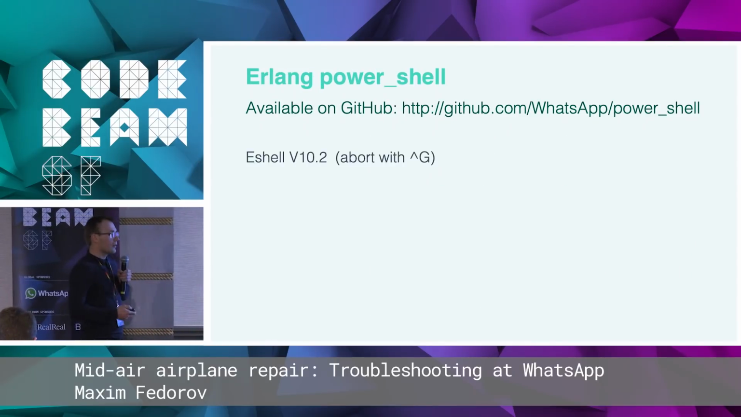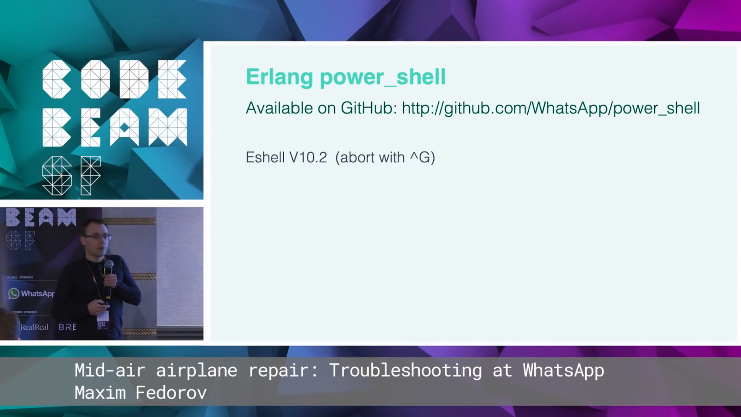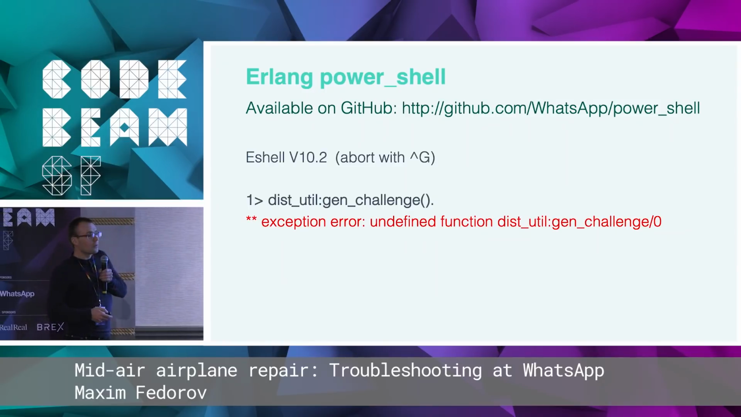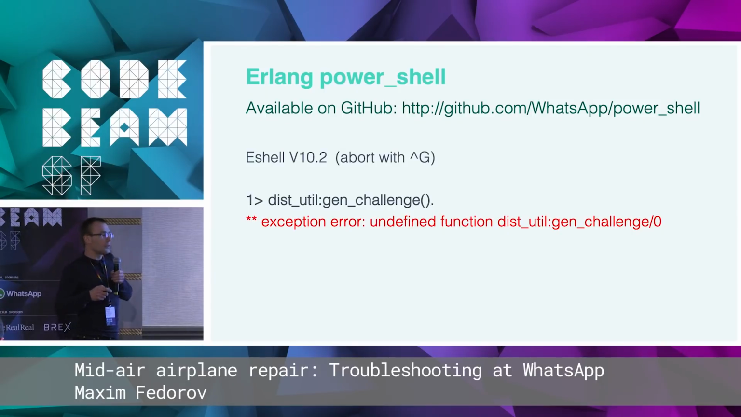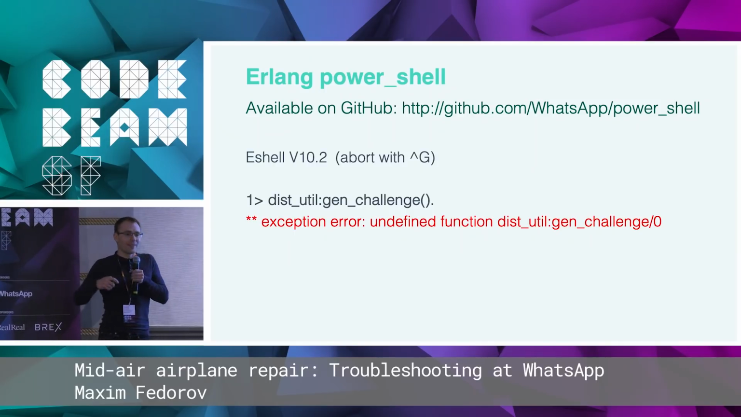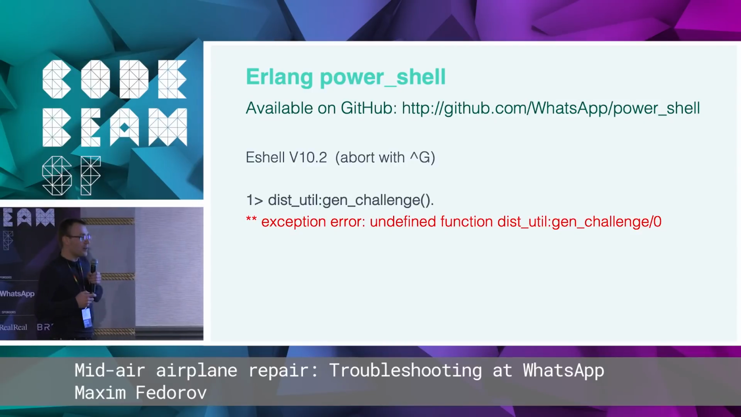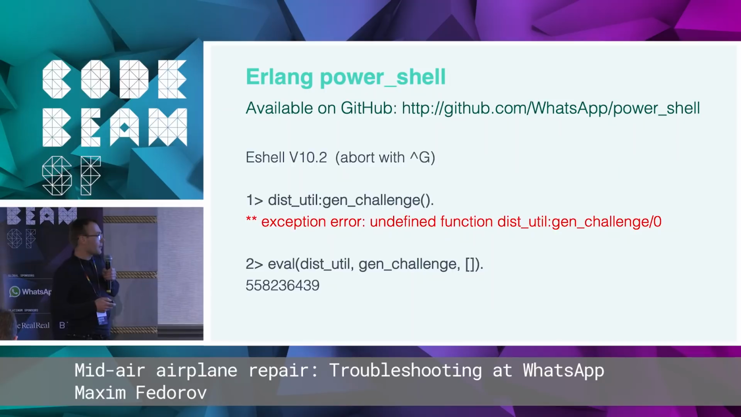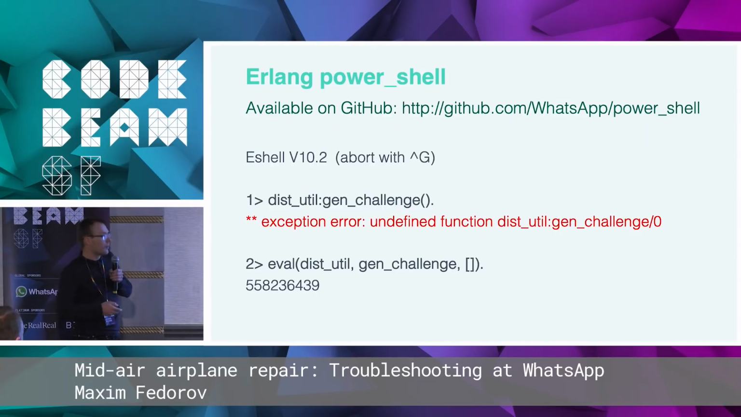OK. And we implemented PowerShell. What is that? It's basically an extension to the Erlang shell that lets you call a non-exported function. This is the one that I wanted to run, dist_util generate_challenge, which was somehow weird. Well, it wasn't really weird. It was just hanging because of other problems happening within OTP. But I wasn't able to call it because it's not exported. With PowerShell, I evaluate the function, I get a number, and it works.